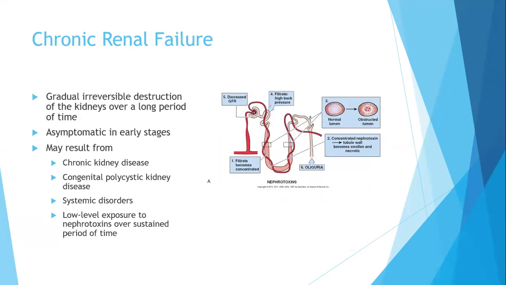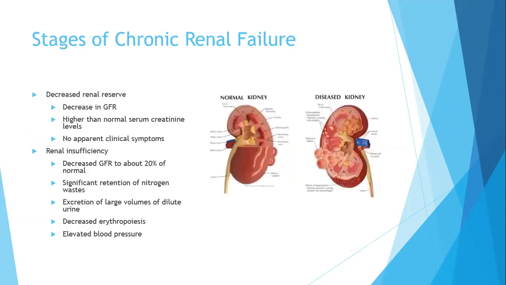Chronic renal failure, on the other hand, is gradual, irreversible destruction of the kidneys over a long period of time, and it's asymptomatic in the early stages. It may result from chronic kidney disease, congenital polycystic kidney disease, which is one of those delayed fatal phenotypes where you don't know you have it until it's already too late. Systemic disorders, low-level exposure to nephrotoxins over sustained periods of time. So that's not good.